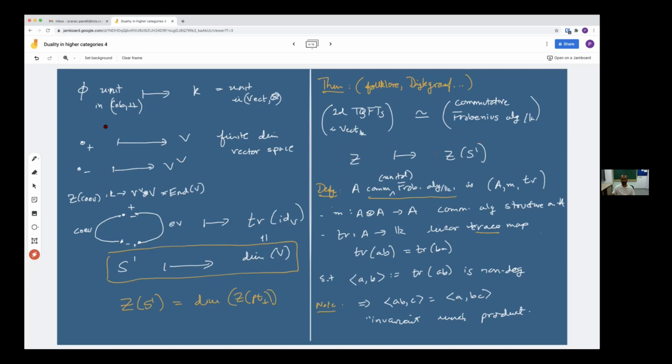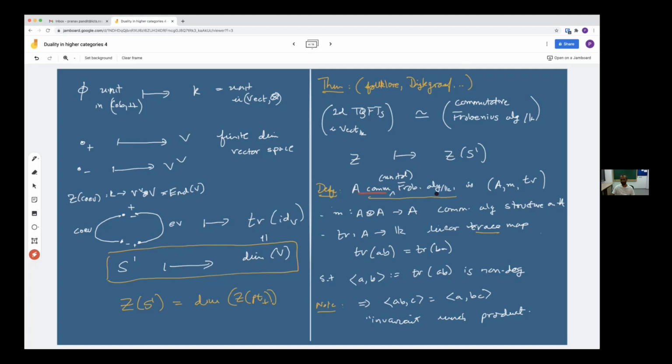So earlier we sent Z to its value on the point. Now I'm sending Z to the value on the circle. And this Z of S1 is going to be my commutative Frobenius algebra. It's some vector space, and it's going to be equipped with an algebra structure. So let's see how that is.